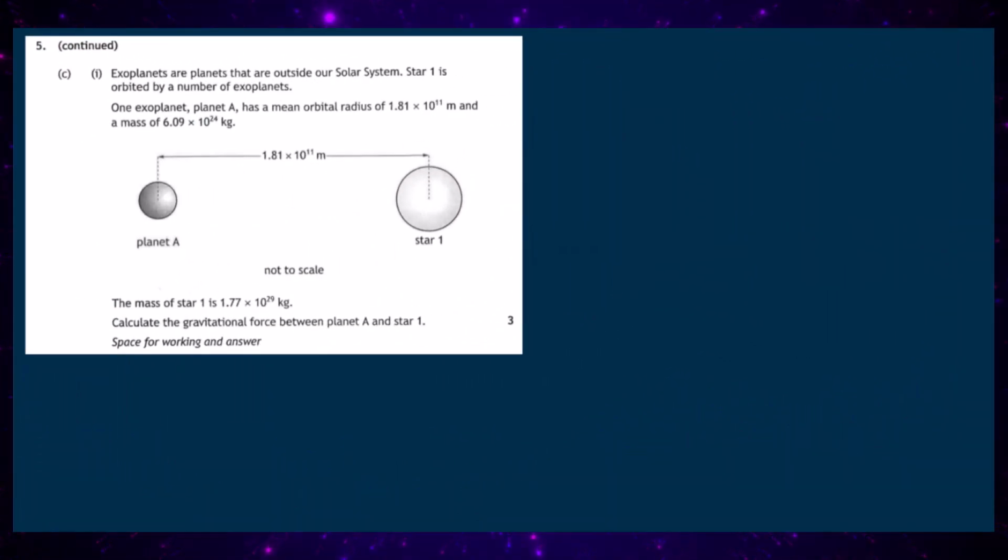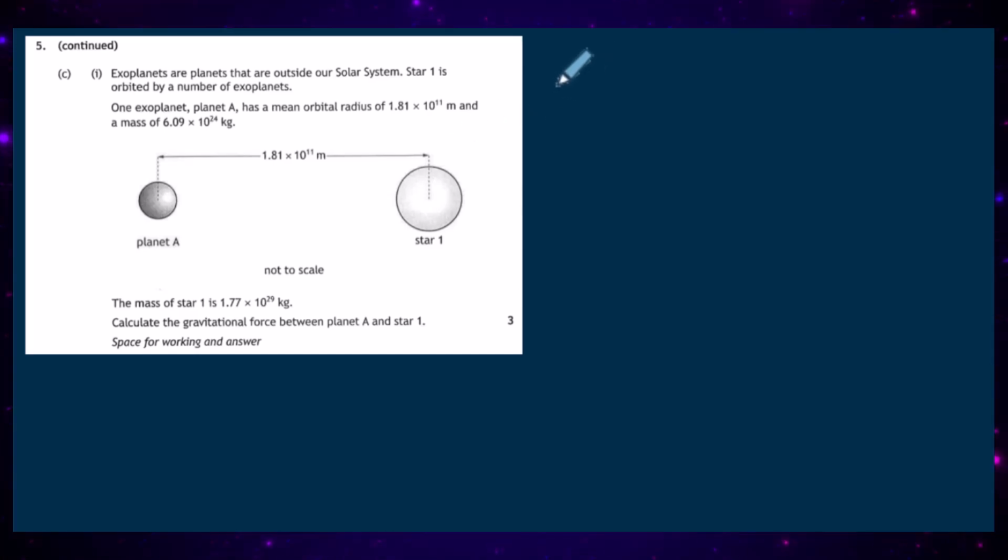Question 5 continued, part C, part I. Exoplanets are planets that are outside our solar system. Star 1 is orbited by a number of exoplanets, and one exoplanet, planet A, has a mean orbital radius of 1.81 times 10 to the power 11 metres and a mass of 6.09 times 10 to the power 24 kilograms. The mass of star 1 is 1.77 times 10 to the power 29 kilograms. And we've got to calculate, for 3 marks, the gravitational force between planet A and star 1.